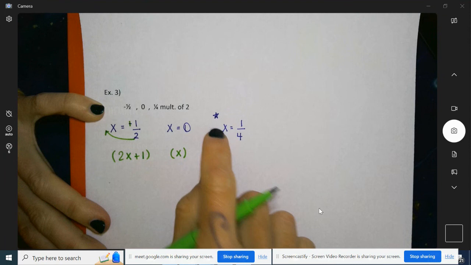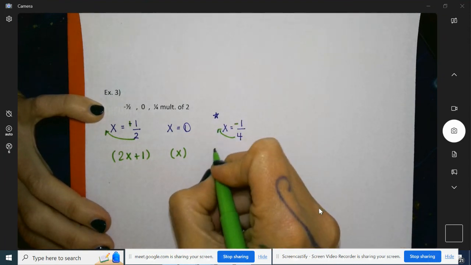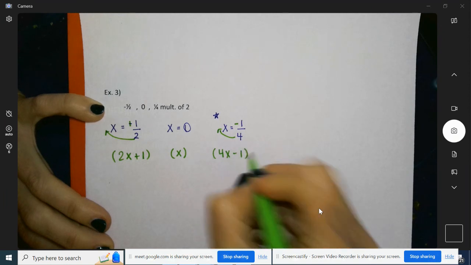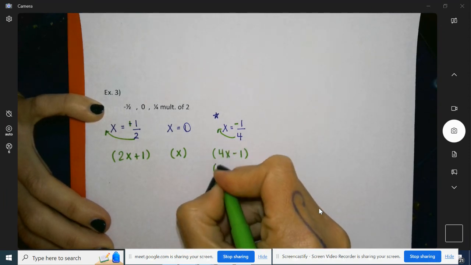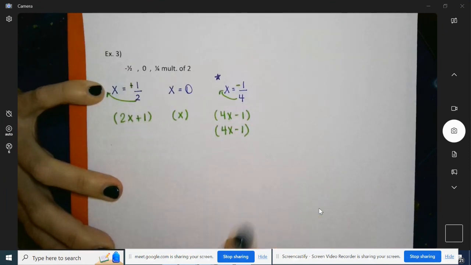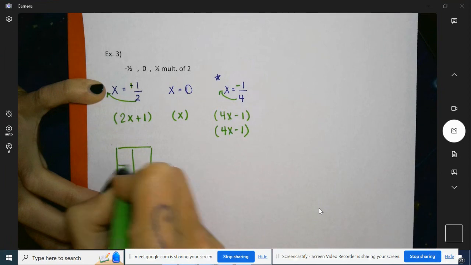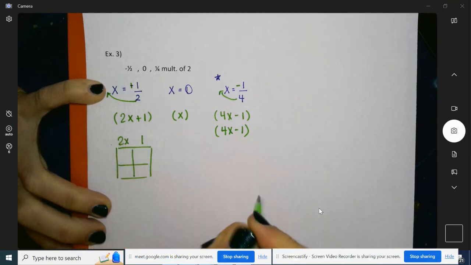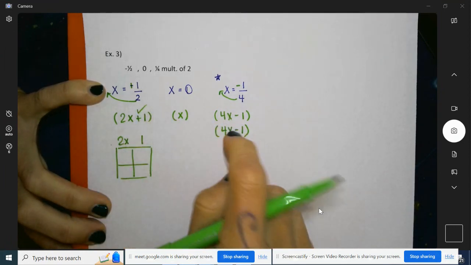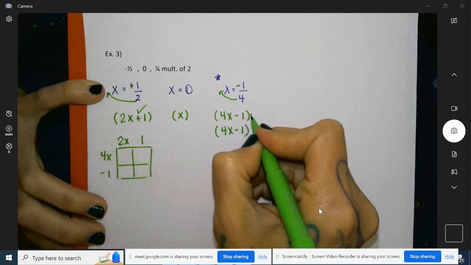And then again, 4 is going to jump in the top. Top guy's going to come opposite. 4x minus 1. This is multiplicity of 2. So it happens twice. Again, you're going to multiply your binomials. So 2x plus 1. And then I'm going to go ahead and grab one of my binomials instead of just the x. Take care of that guy.